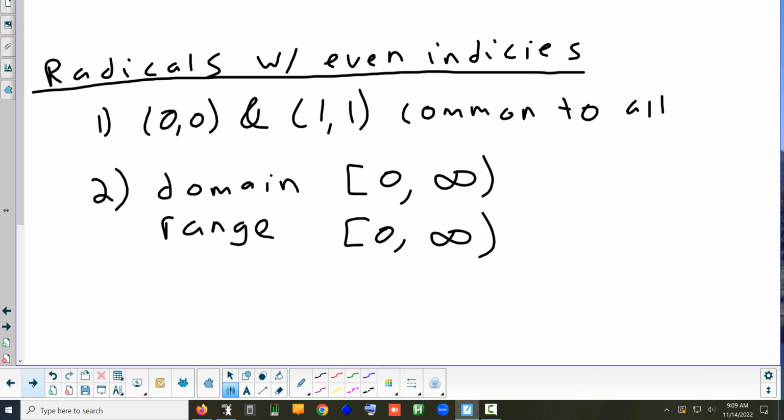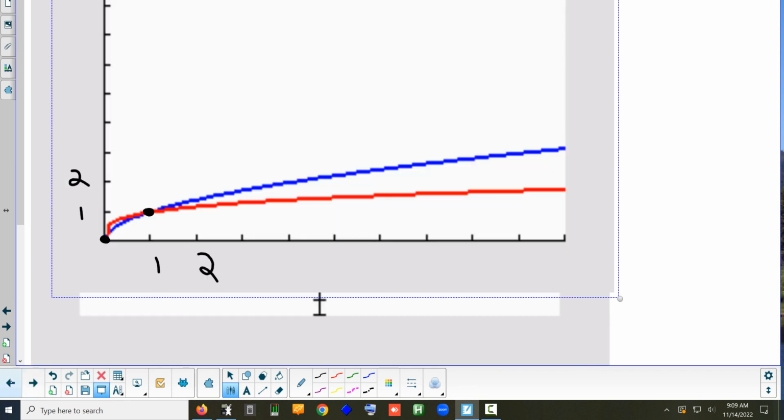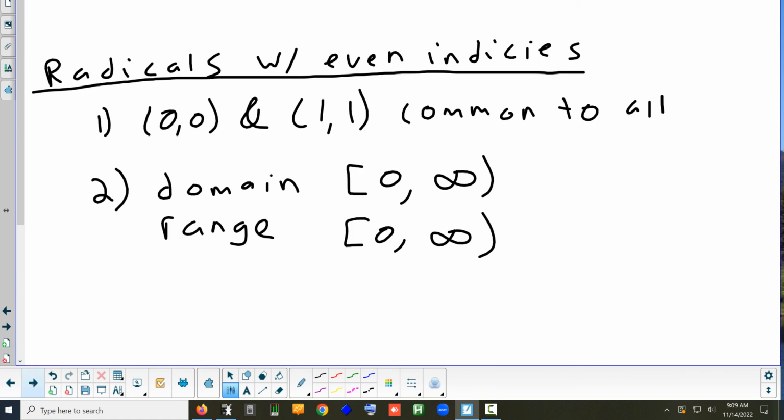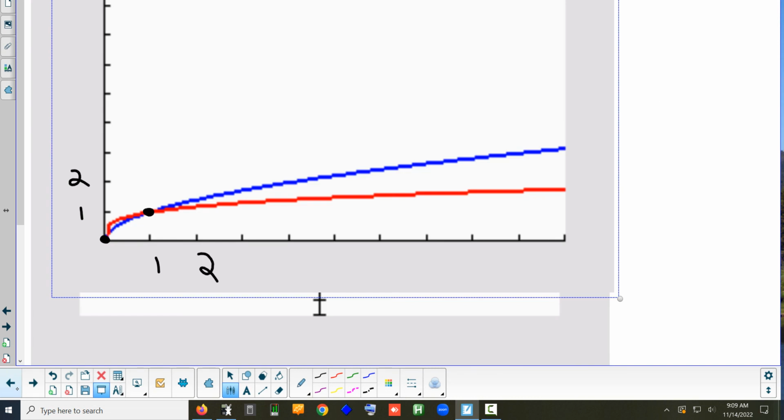Now, domain, well, I asked you guys earlier, does it go in one direction or does it go in both? It only goes from 0 to the right. So that's the domain, 0 to infinity, including 0. And the range is also 0 to infinity. It might look like this root is leveling off, but it never does.